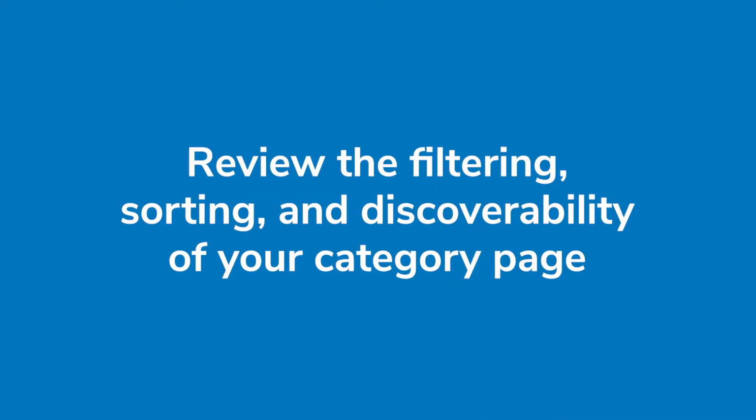Next, review the filtering, sorting, and discoverability of your category page. Unless you have a small product catalog, you're probably going to need a system that allows users to filter and/or sort products by specific criteria. This is where many brands default to off-the-shelf options made available through their website theme. Things like brand, price, size, color are all great, but they're just the table stakes.